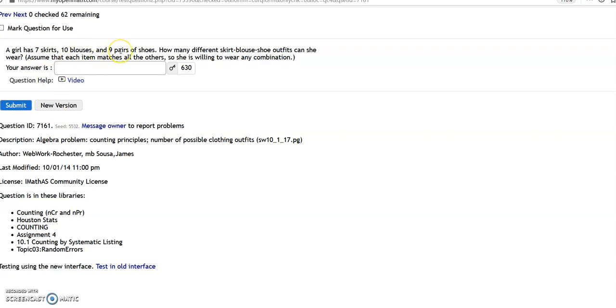7 skirts, 10 blouses, 9 pair of shoes. How many different outfits can she have? Just multiply them together. 7 times 10 is 70, times 9 is 630.